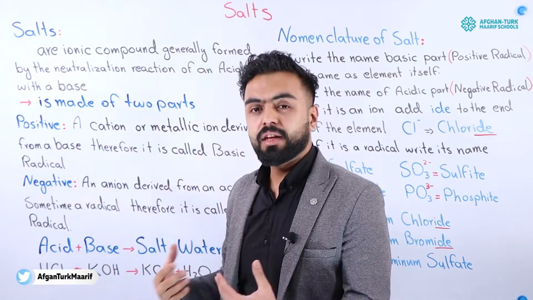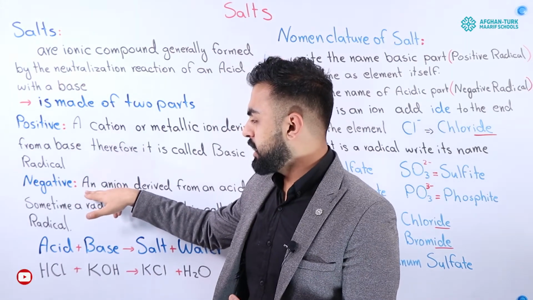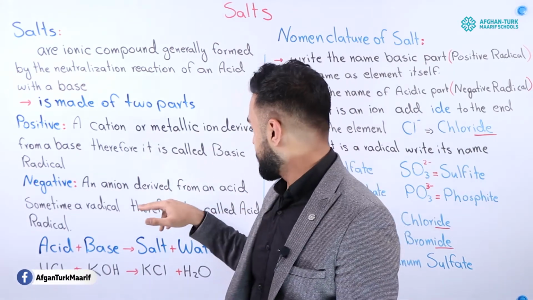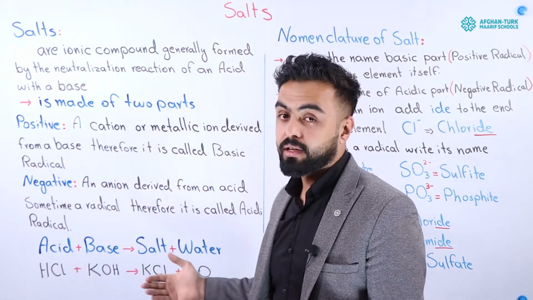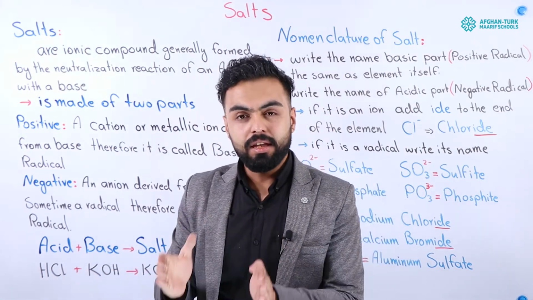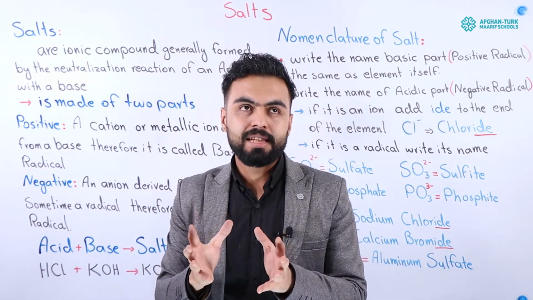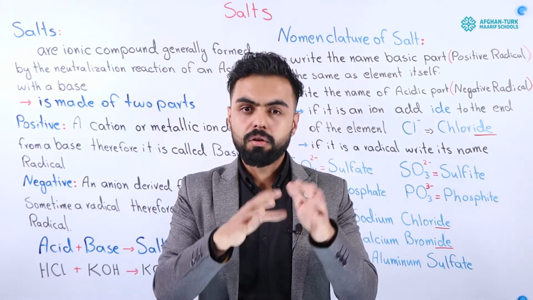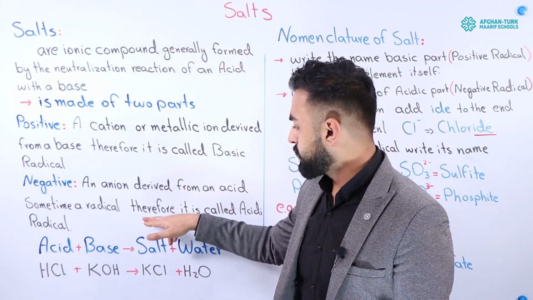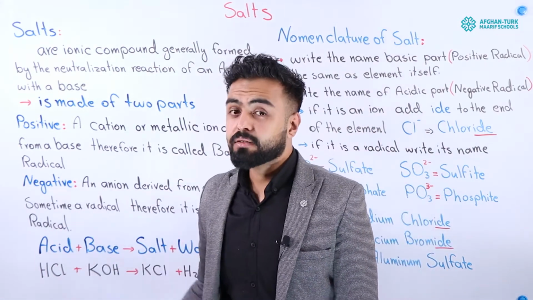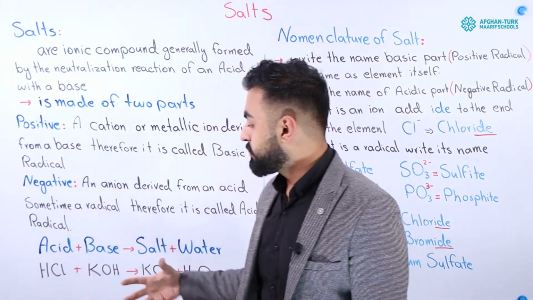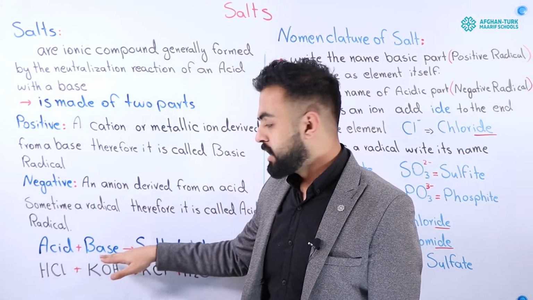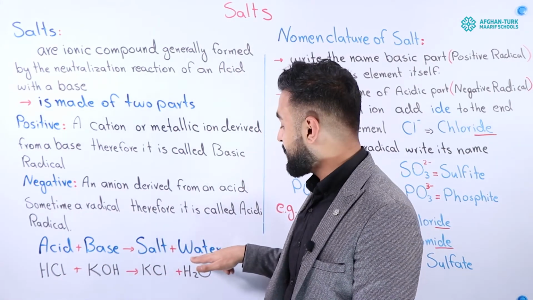Now here we have the negative part. The negative part is an anion derived from an acid, sometimes a radical. It can be an anion, or simply we say an element or a group of elements. So an anion or a radical. Therefore, it is called the acidic radical. So this is the general formula for the neutralization equation: acid plus base makes salt and water.